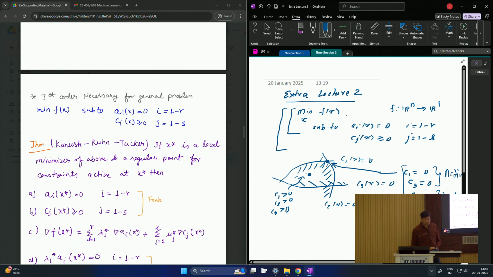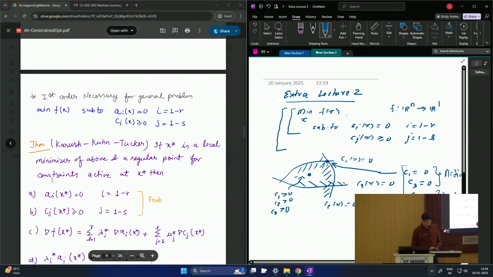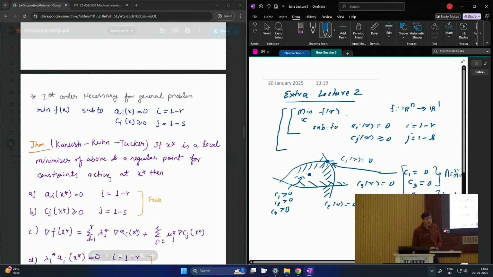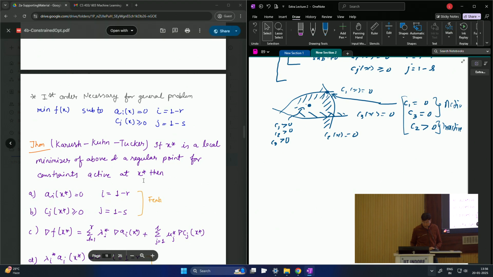Is that okay? So this constraint says above is a regular point for the constraints that are active at x star, which means that of all the Cj's, all may not be equal to 0 at x star. Those which are equal to 0 at x star, you will find their gradients, combine with the gradients of the equality constraints and show that they are linearly independent. Is that okay? If regularity confuses you, you can ignore it. For the moment, we don't need it. I'm just telling you so that you know there is some constraint there. What is more important for us are the 5 conditions.